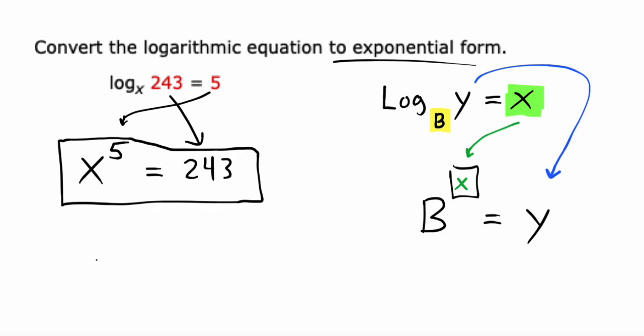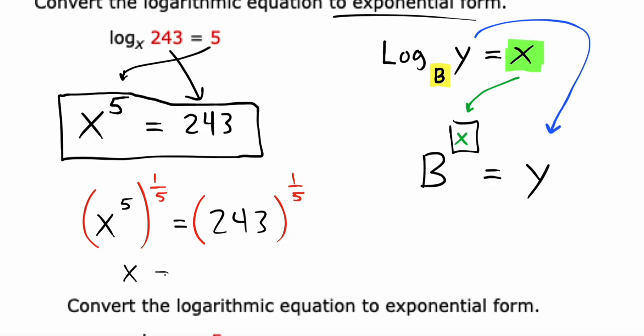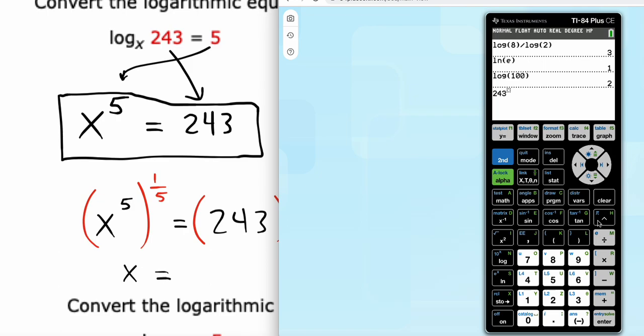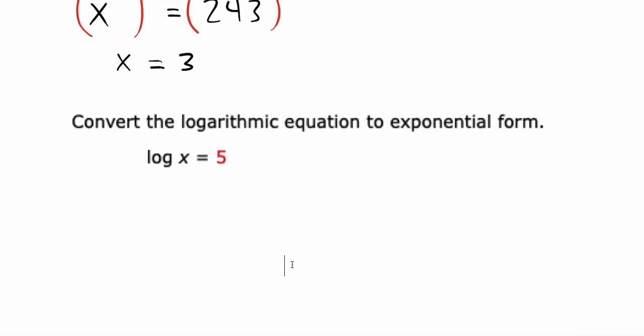If we did want to solve it, though, just out of curiosity, in case it asks that, just raise the left side to a power of 1/5 in order to cancel the power of 5. And then we would get that x is 243 to the 1/5. I'll just do that on calculator. It was 3. X is 3.